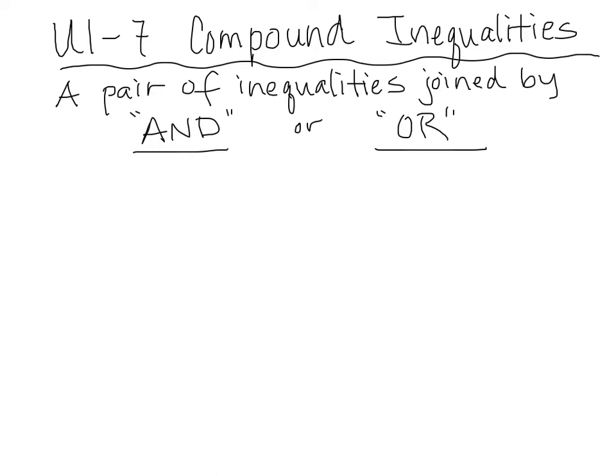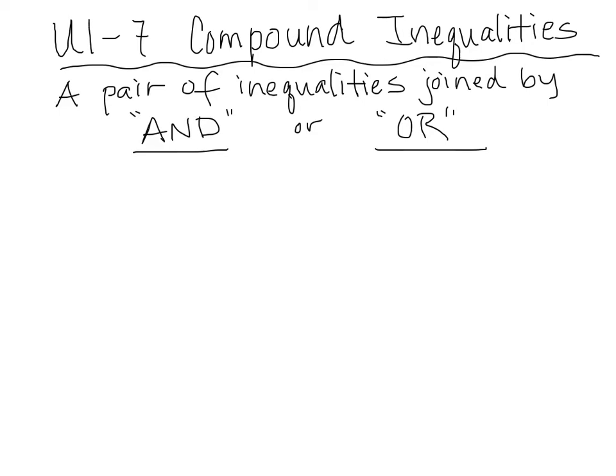This is the skill video for Unit 1, Skill 7 on compound inequalities. And a basic definition is written at the top here. A pair of inequalities joined by and or or. We'll look at some examples of what that means, but we're looking at two inequalities joined together by these two words, either an and or an or, and that's what makes them a compound inequality.